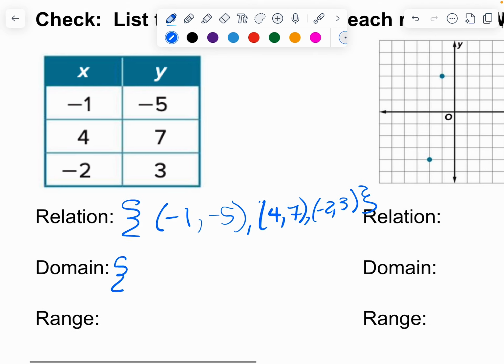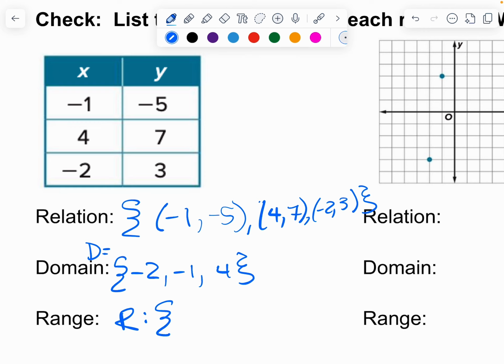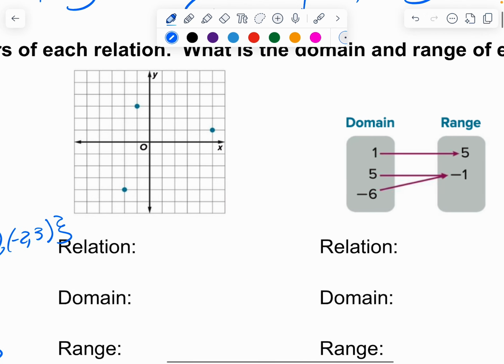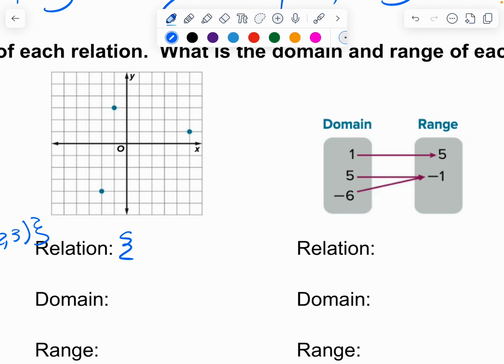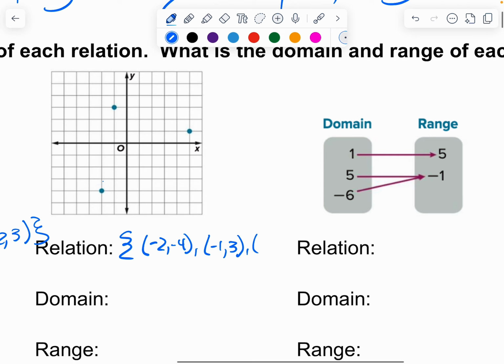So my domain, I like to do my lower number. I should have put D. And for my range, and that's negative 5, 3, 7. Here, my relation, I have negative 2, negative 4. I have negative 1, 3. And I have 5, 1.